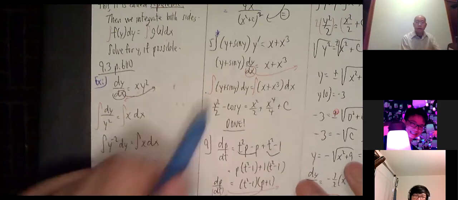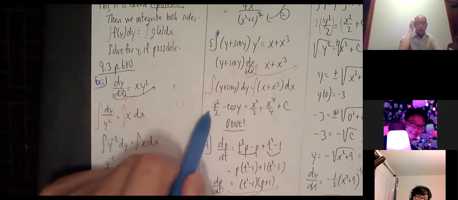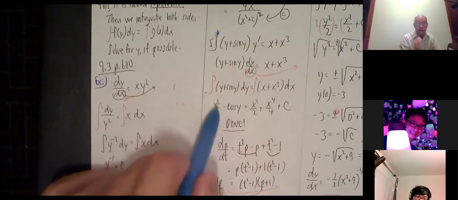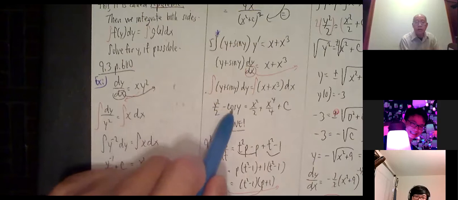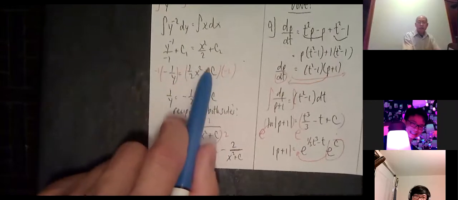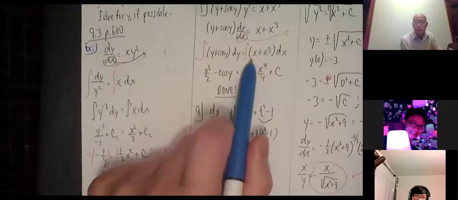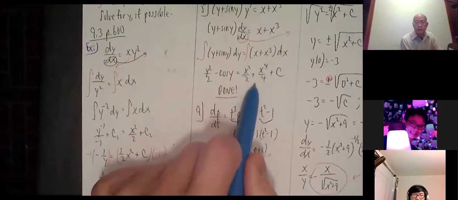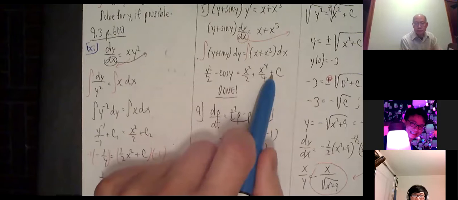All right, so we integrate. Integral of y is y squared over 2. Integral of sine y is negative cosine y. Now we know, again, you don't have to put the plus c1 and the plus c2. Just put it on the side that doesn't have the y, namely the x. So x squared over 2 plus x to the 4th over 4 plus c.